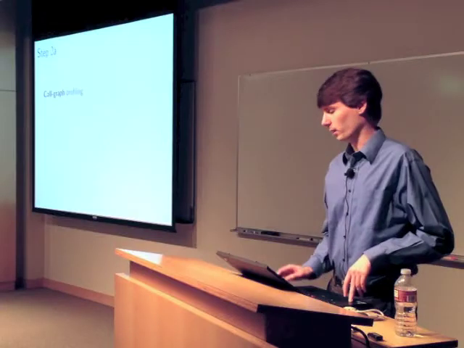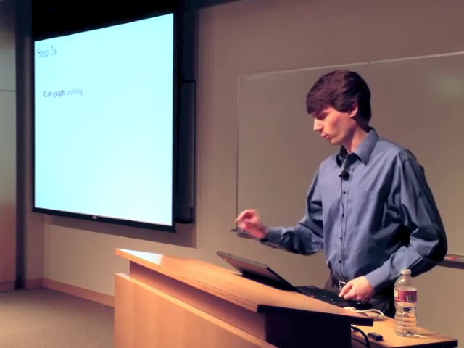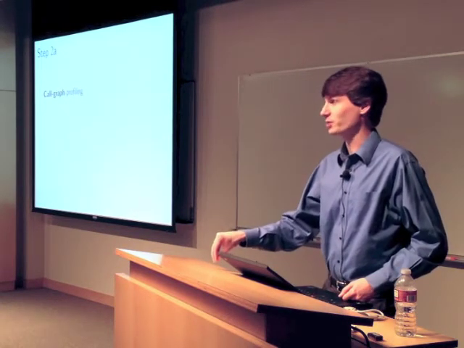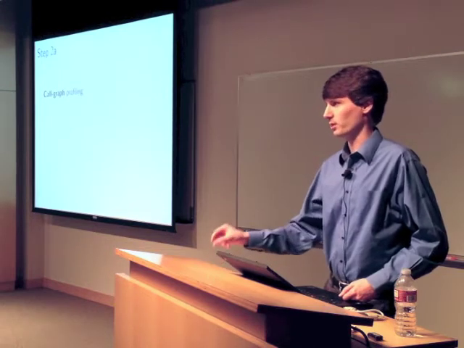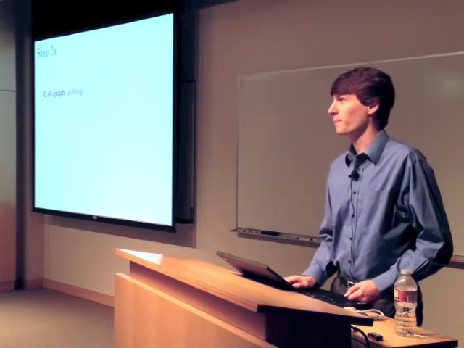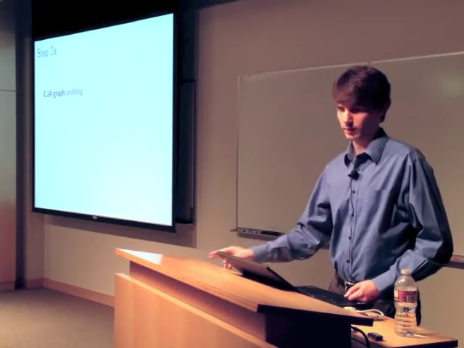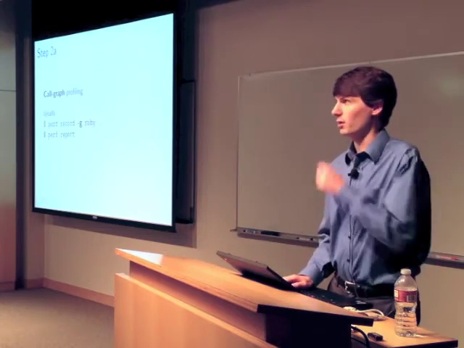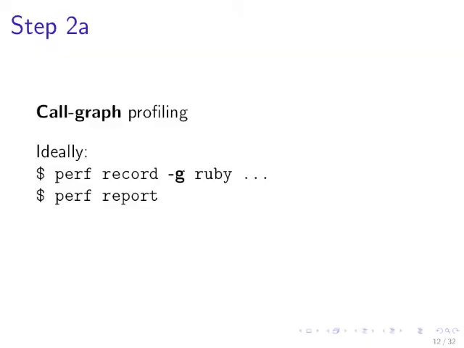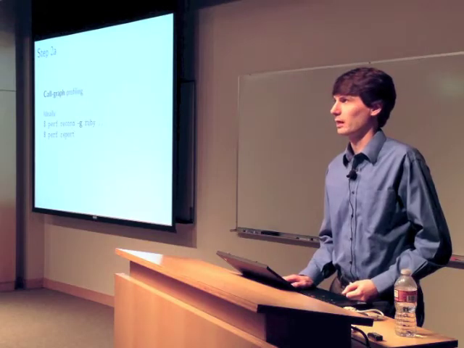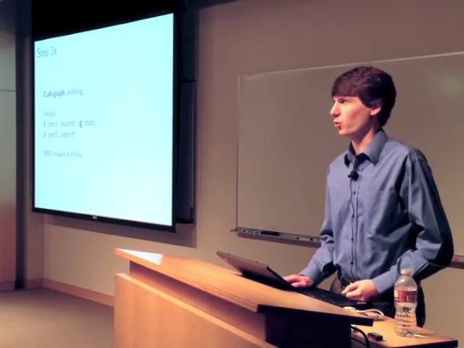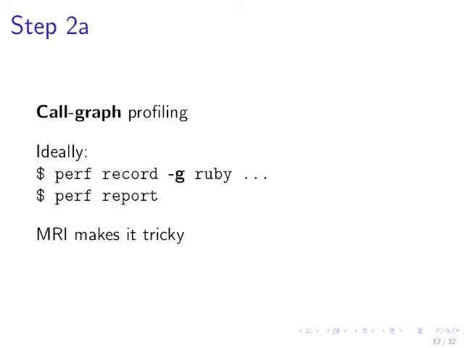That calls for call graph profiling. So we want to know not only what bit of code we're catching the CPU actually in when we sample and sample and sample, but what's the caller of that code, what's the caller of that code, etc. And perf supports that. It's great. You just add -g when you record. Unfortunately, it's not quite so simple with the Ruby interpreter.